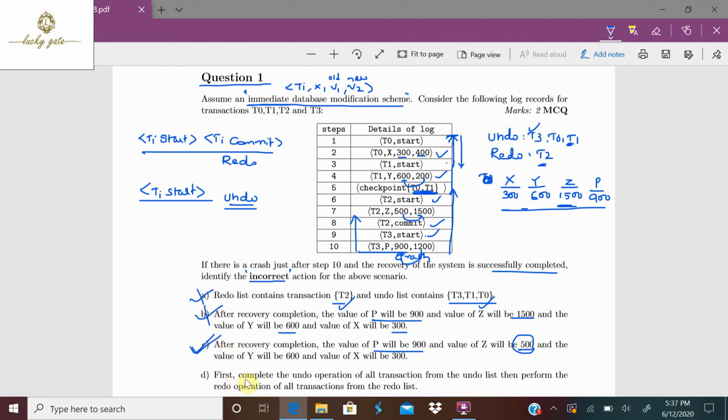What is option D given? First, complete the undo operation of all transactions from the undo list. Then perform the redo operation of all transactions from the redo list. Okay, this is also a true statement. Why? Because during recovery, first undo is to be performed, then redo is to be performed. So the answer for the question is option C. C is the incorrect statement. Rest all are the correct statements.